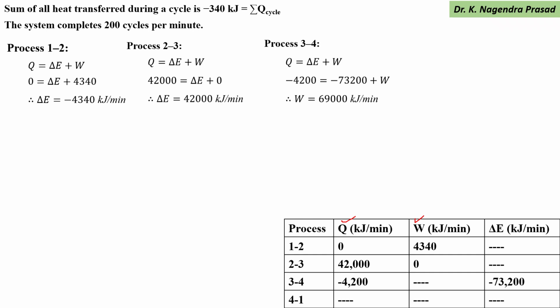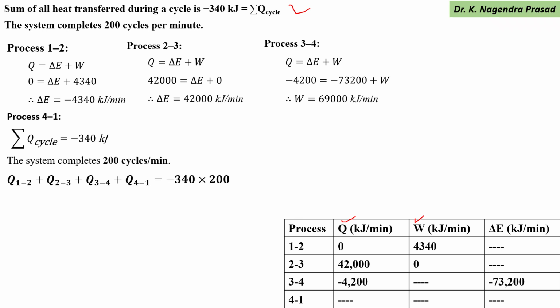Next we have to go for the process 4 to 1. In the process 4 to 1, Q4 to 1 is not given, W4 to 1 is also not given, and del E is also not given. But in the data, the Q cycle is given. So Q cycle equal to minus 340 kilojoules. Q cycle is nothing but Q12 plus Q23 plus Q34 plus Q41, which is equal to minus 340 kilojoules, but the system completes 200 cycles per minute.